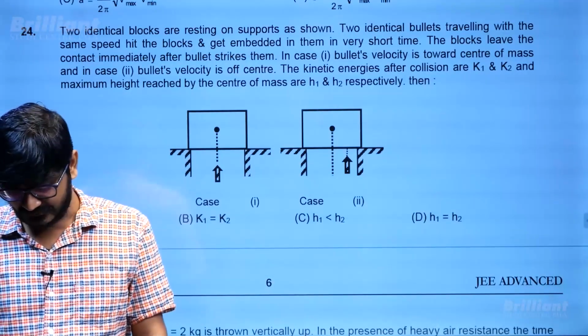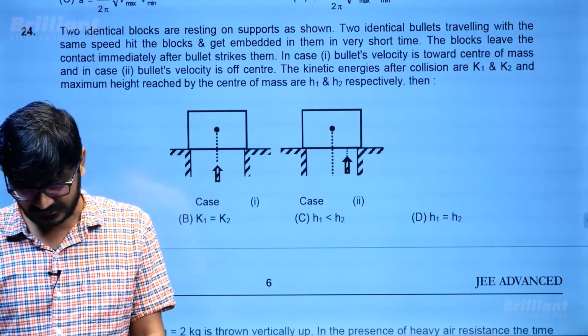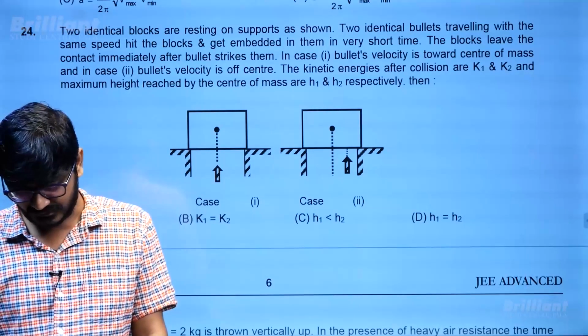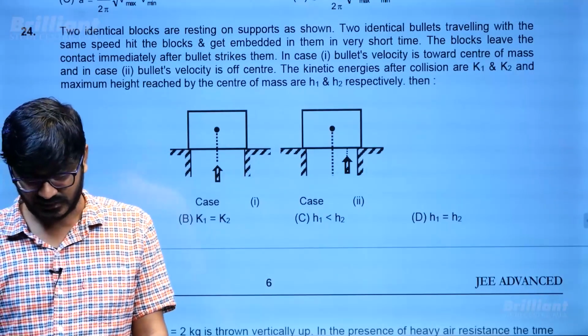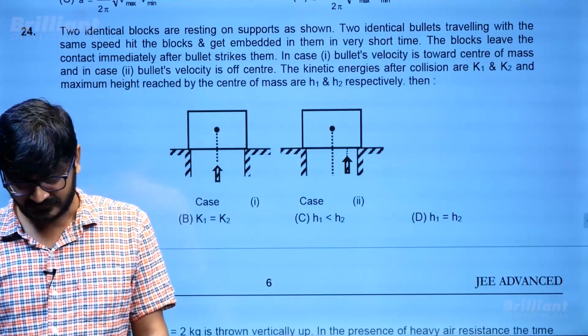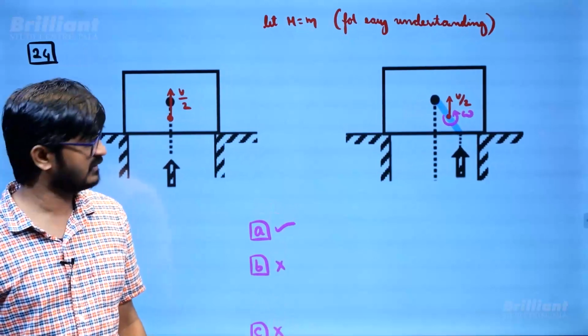In case one, the bullet's velocity is towards the center of mass, and in the second case it is off center of mass. So you need to calculate which kinetic energy is more and what is the maximum height traveled by the center of mass. So this is the thing going to happen.